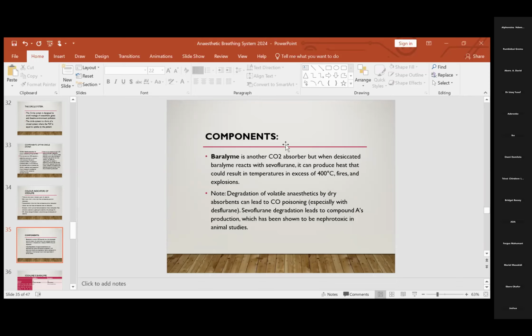Degradation of volatile anesthetic by dry absorbent can also lead to carbon monoxide poisoning, especially when used with sevoflurane. In addition, sevoflurane degradation can also lead to compound A production, which has been shown to be nephrotoxic in animal studies.